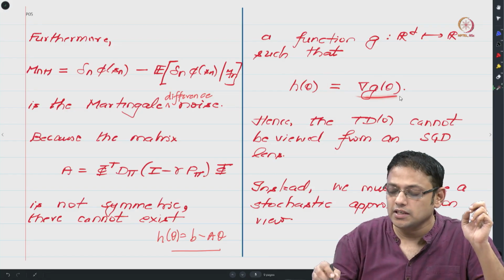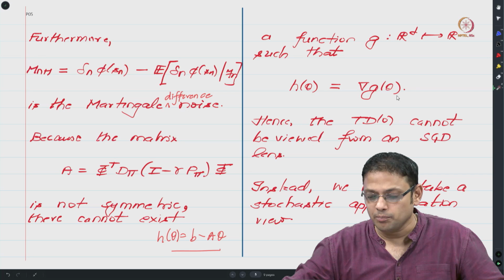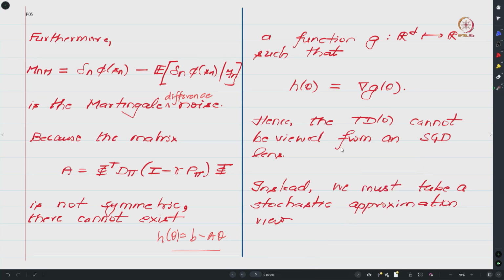one can conclude that there can exist no function G such that H of theta is grad G of theta. And because of this reason your TD0 algorithm cannot be viewed from an SGD lens. Instead we must take a stochastic approximation view, which allows you to consider algorithms whose update need not have a gradient descent nature with respect to any objective function.